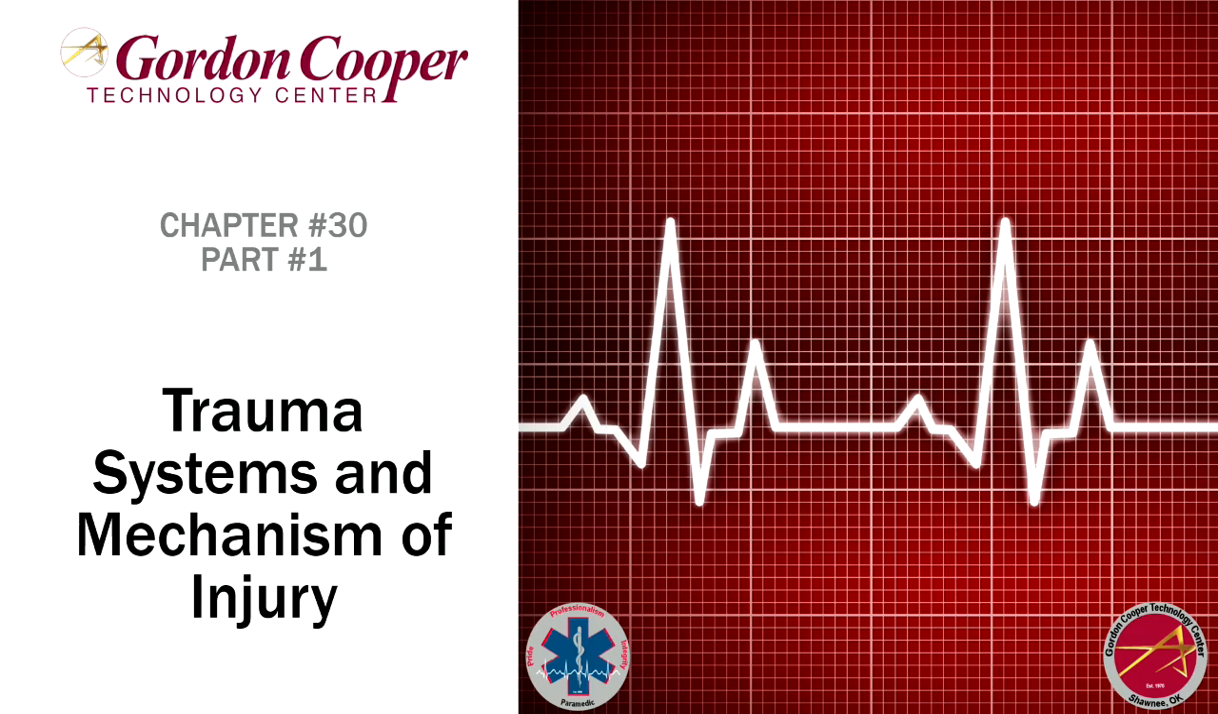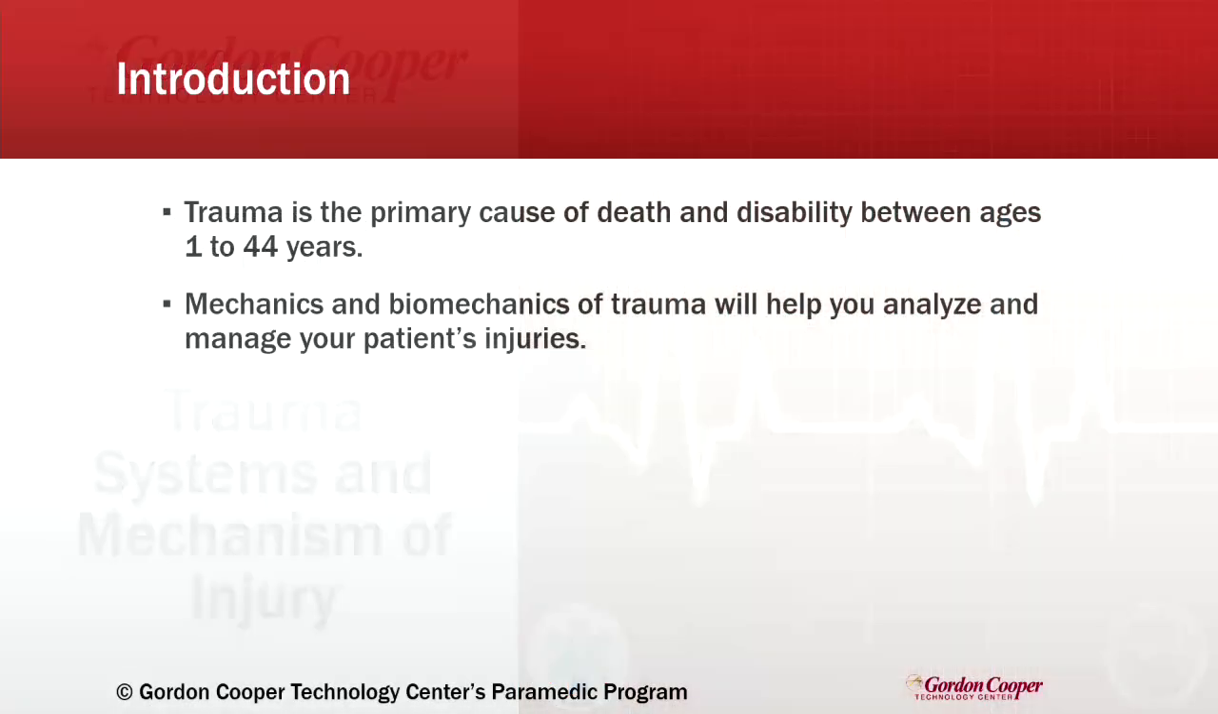All right, welcome to chapter 30, and this is going to be part one of two parts. In this chapter, we're going to talk about trauma systems as well as get into a little bit on mechanisms of injury. We're not going to deep dive into any specific traumas. All that's going to come in some chapters a little bit later. The chapters following chapter 30 are going to go into specifics of trauma as they relate to particular body systems. So let's go ahead and get started.